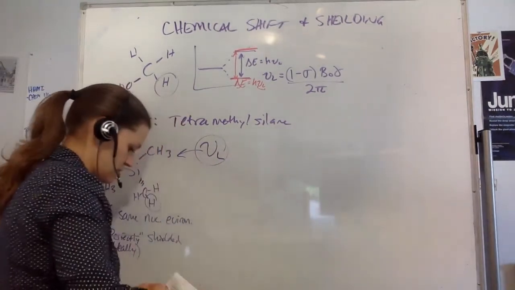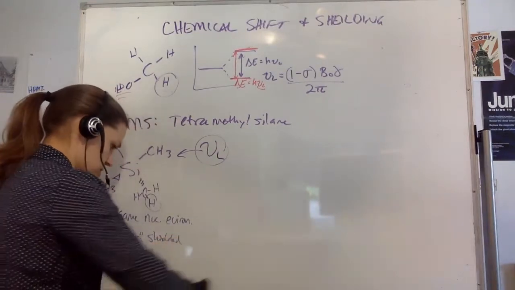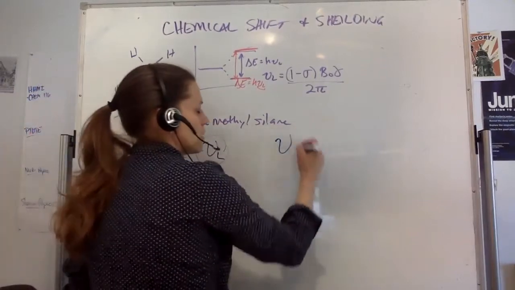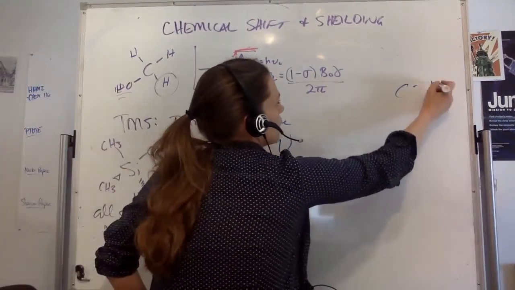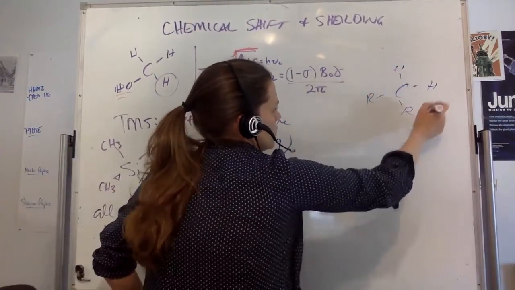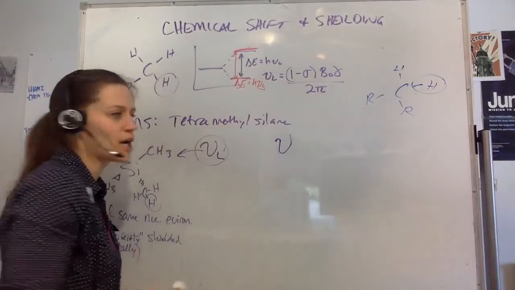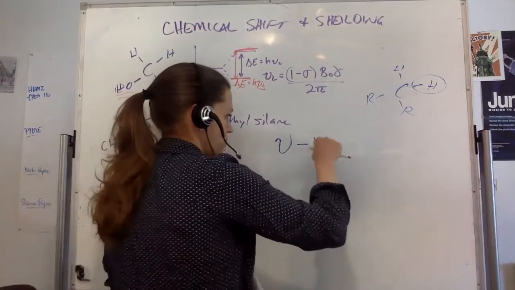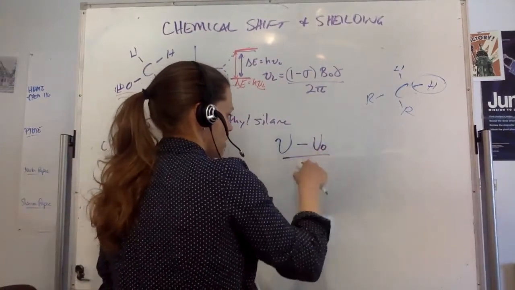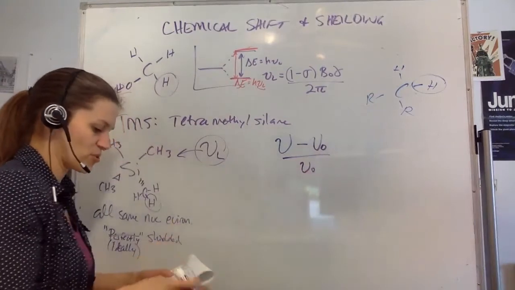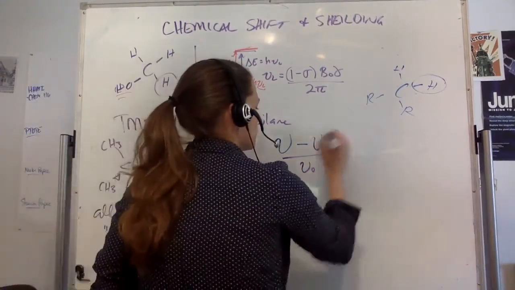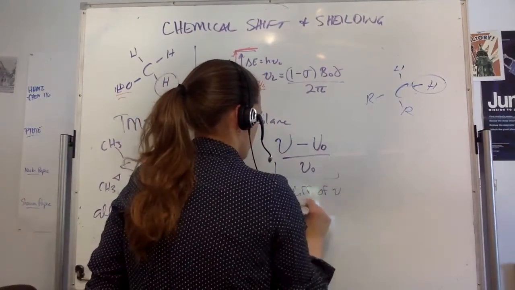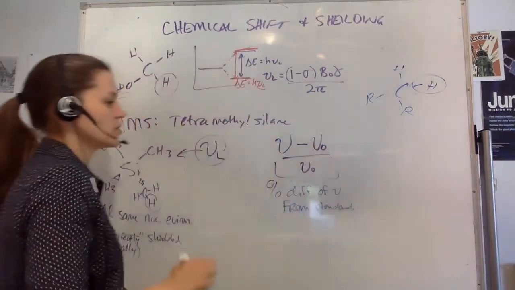So just to make things clear, purple is now TMS. Now here's the frequency of my, say, CH2R groups. So I want to know that nucleus. So for that one, I'm going to say, all right, that minus my standard, divided by my standard. Okay, so this is essentially a percent difference from the standard.